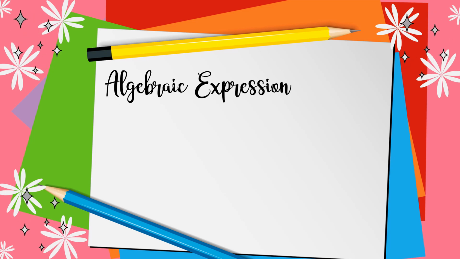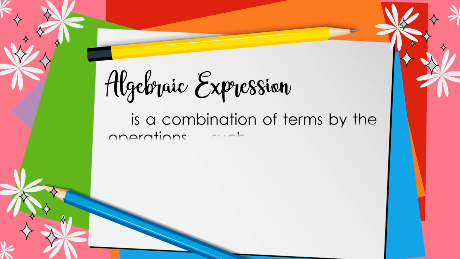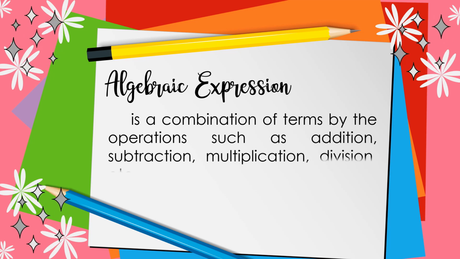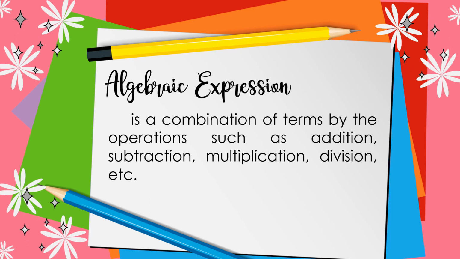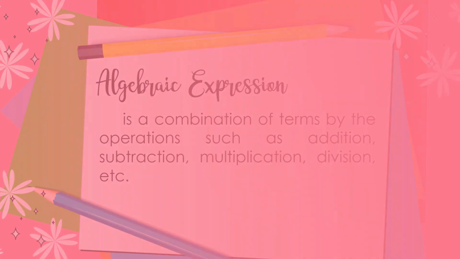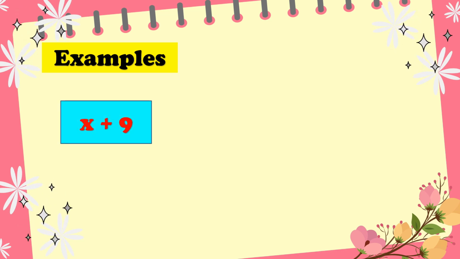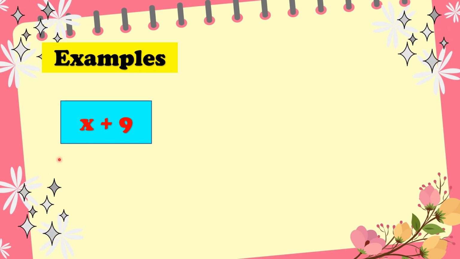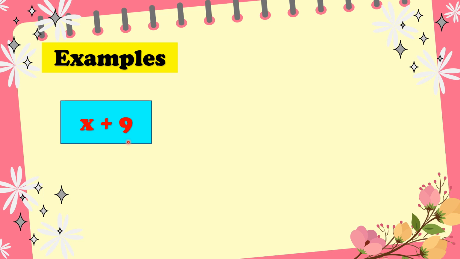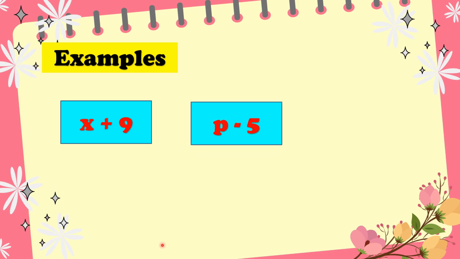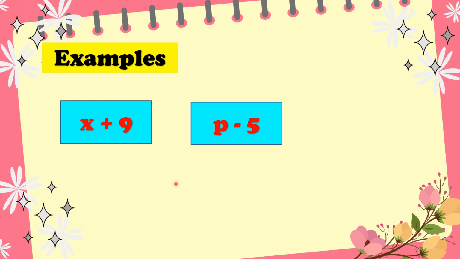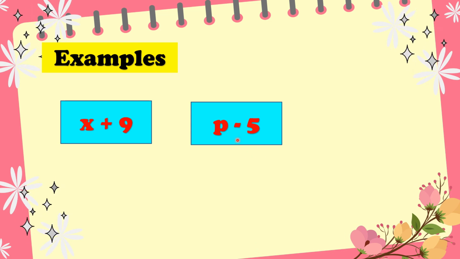What is an algebraic expression? It is a combination of terms by operations such as addition, subtraction, multiplication, division. Here are some examples. X plus 9. Kung susuriin natin, this is a combination of terms composed of a variable and a constant by addition. The next example is b minus 5. Same with the first example, this is a combination of a variable and a constant by subtraction.